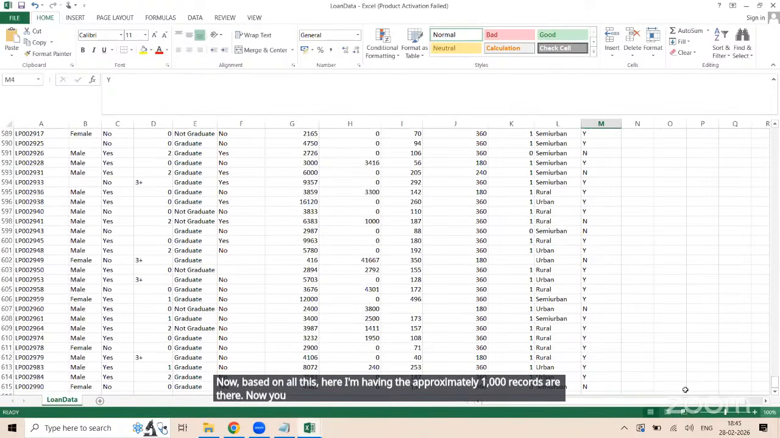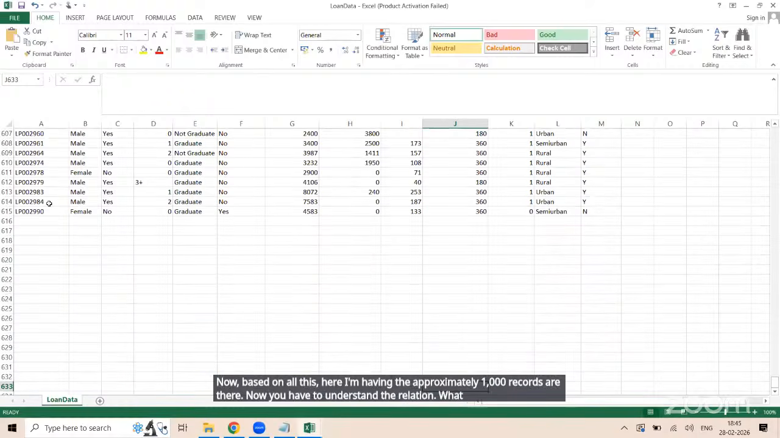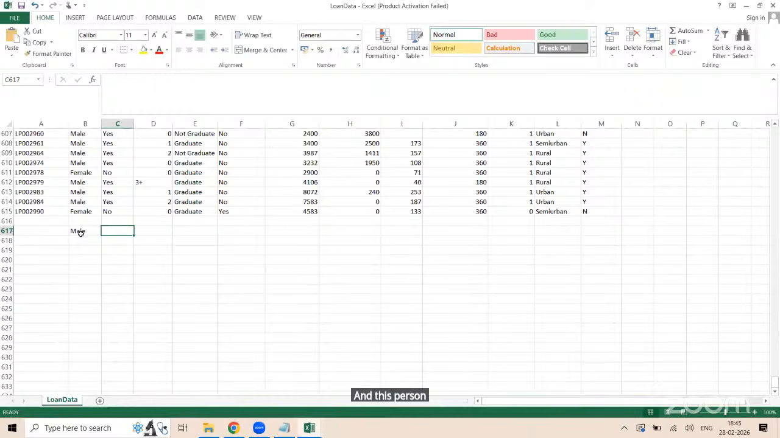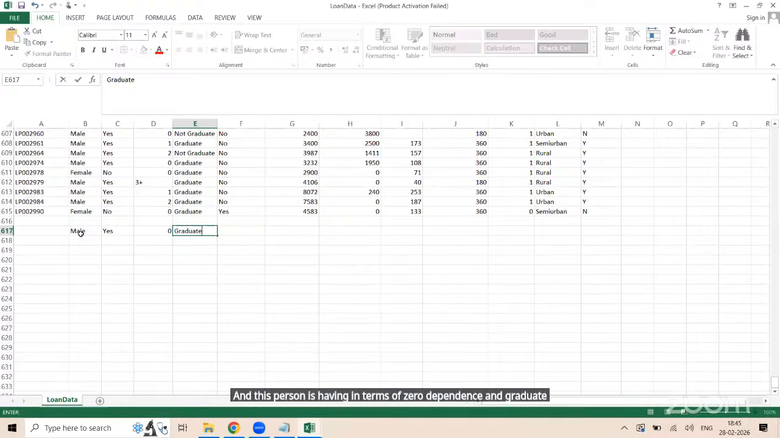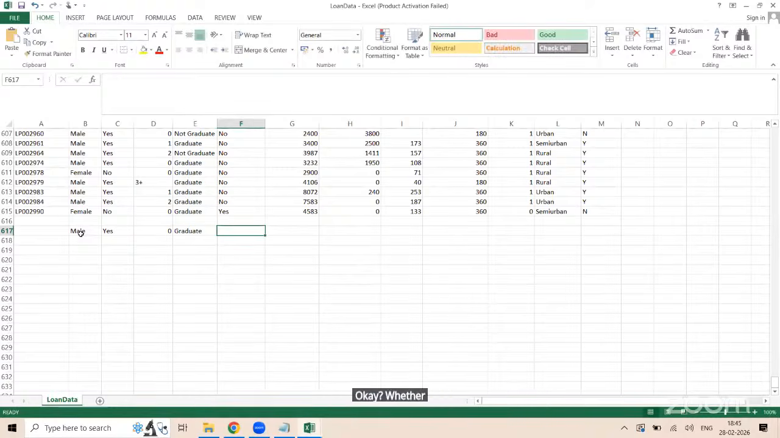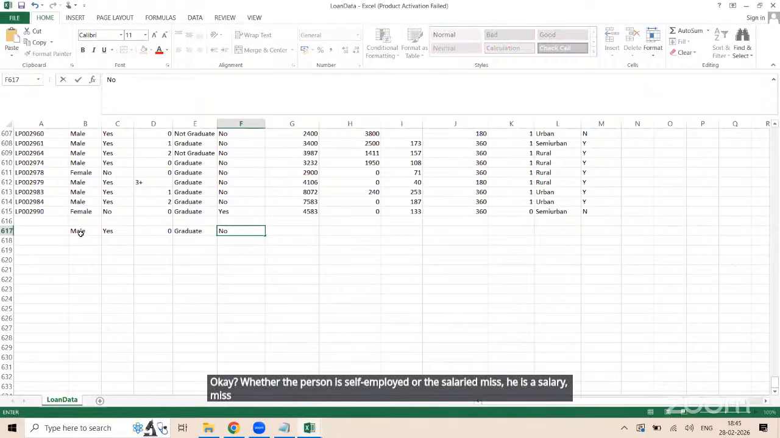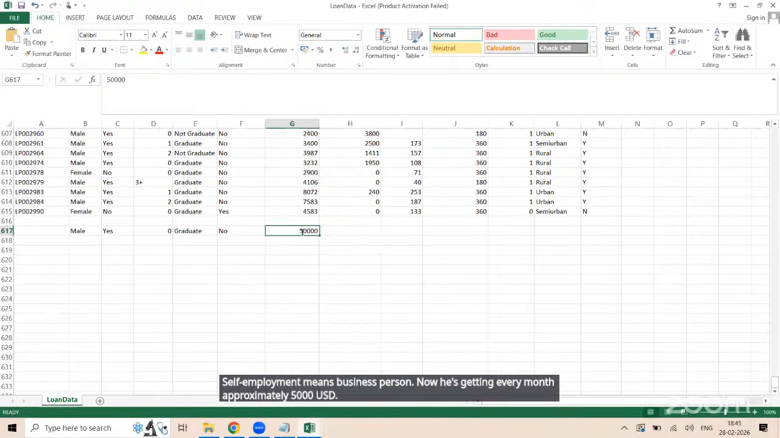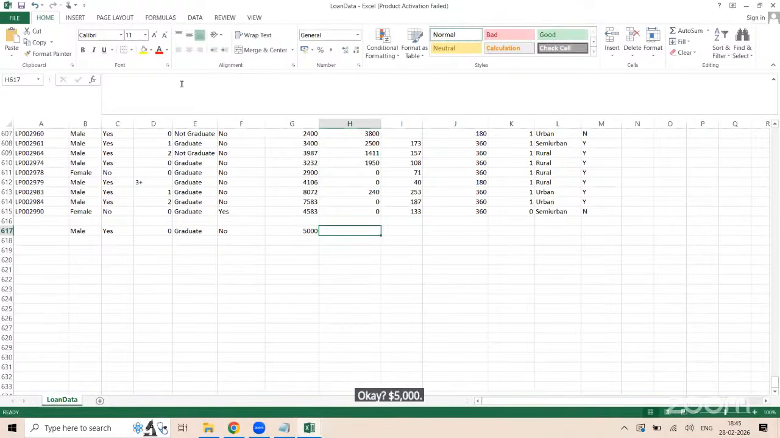Now, you have to understand the relation. What is the relation there? You have to identify it. Suppose there is a male person with zero dependents, and the person is a graduate. Whether the person is self-employed or salaried: self-employed is no. Self-employed means a business person. Now he is getting approximately $5,000 every month, and the co-applicant income is $2,000.